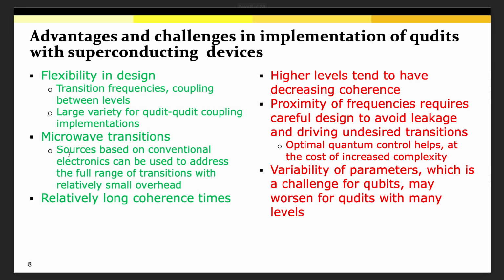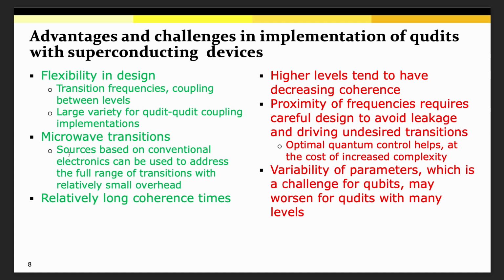So when you think about some of the advantages of using superconducting devices as qudits, firstly there is this nice flexibility in design, which can be put to some use. Again, this I would say hasn't been fully explored. Another very practical but very important advantage when you work on experiments is that you deal with microwave transitions. And here you can rely on sources for signals that are all based on relatively conventional electronics. So in a way, it's much easier to scale up the control for superconducting qudits than it is to do so in an AMO system. And finally, coherence times are relatively long as well.